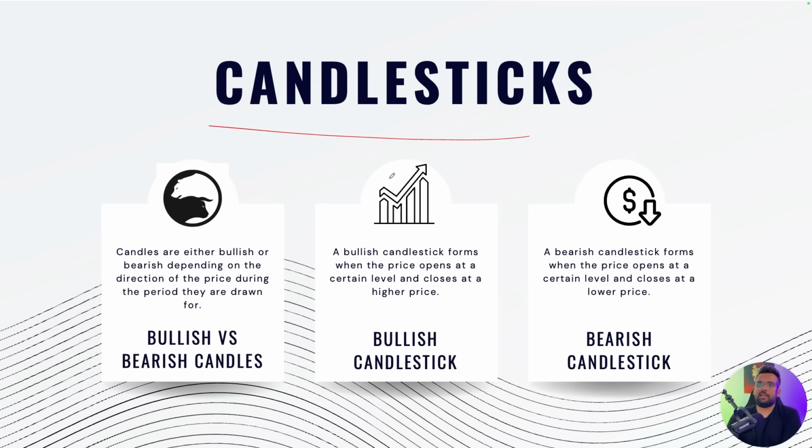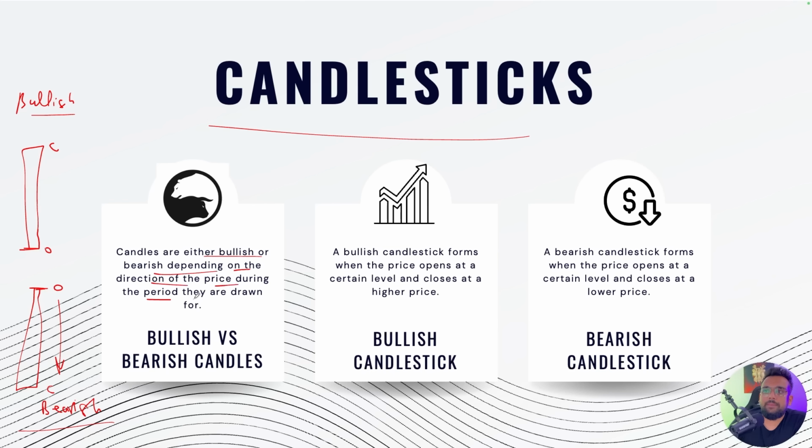Now, let's go over candlesticks a little bit more. Candlesticks are either bullish or bearish, depending on the direction of the price during the period they are drawn for. If it's a green candle, that means price opened here and closed higher. That means it went up. How do bulls strike? They strike upwards. That means it's bullish, we usually say. If it opened higher and closed lower, how do bears strike? Bears strike downwards. What happened? This went down. This is bearish. Candles are either bullish or bearish depending on the direction of the price during the period they are drawn for. Bullish versus bearish candles.